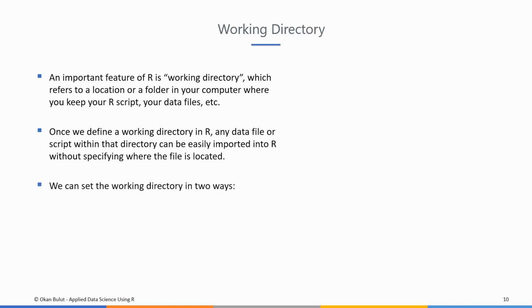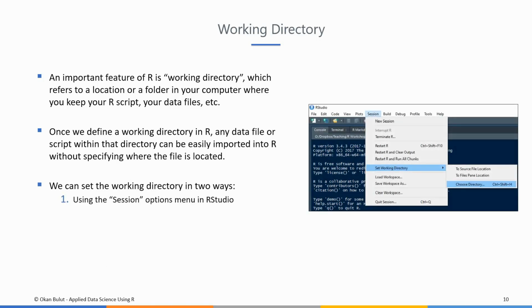We can set the working directory in two ways, basically. You can either go to the Session menu in RStudio, then click on Set Working Directory, and finally choose Directory. This will open a window on your computer that will allow you to choose whichever folder is your working directory. You show the path, and R will know that this is your working directory, and the following analysis will accept it as your working directory.